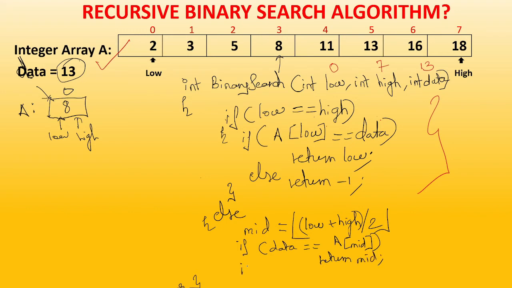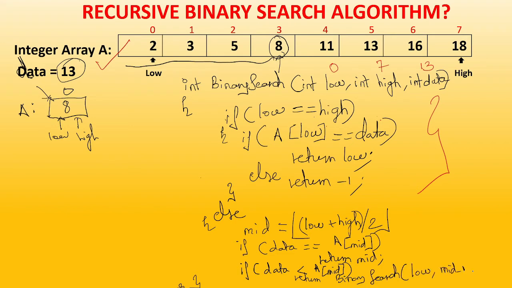So return mid. If data is less than a of mid, that is, the element which we want to find is less than a of mid. Suppose the element we want to find is less than 8, then obviously it will be on the left hand side. So what you will return: you have to call the binary search again. Now your parameters will be what? Low, then mid minus 1 will be considered as high, and the element which you want to find will remain the same, that is your data.